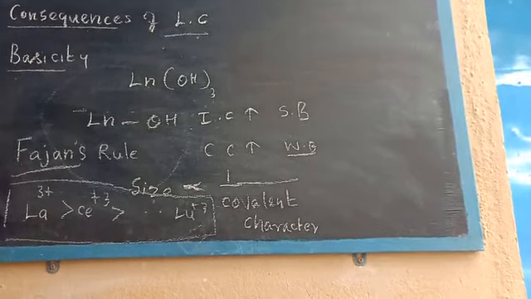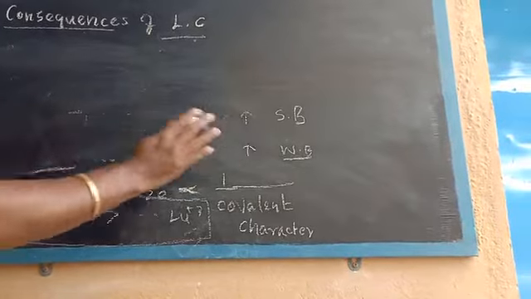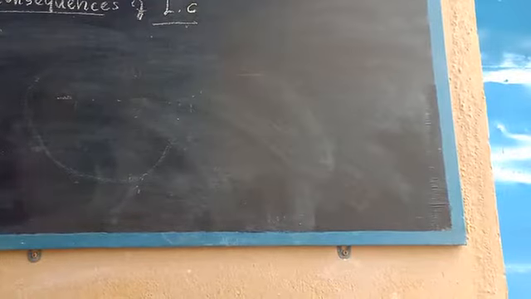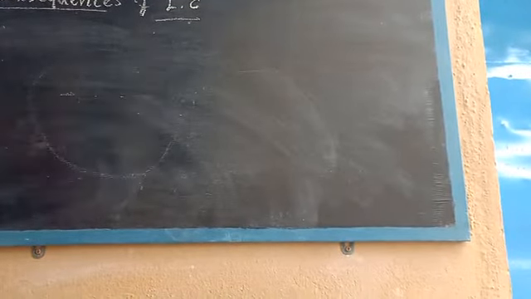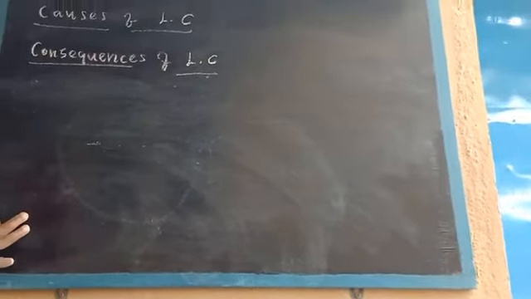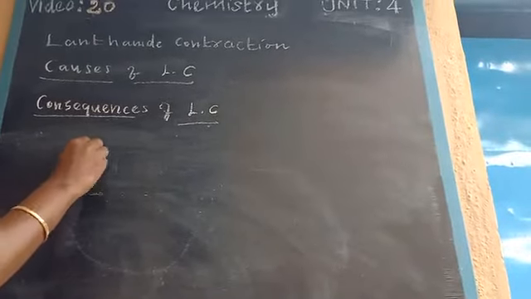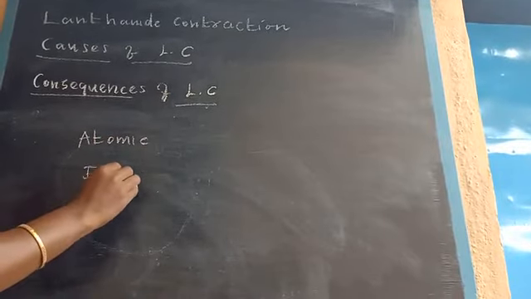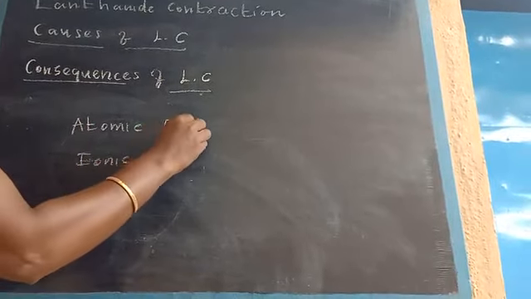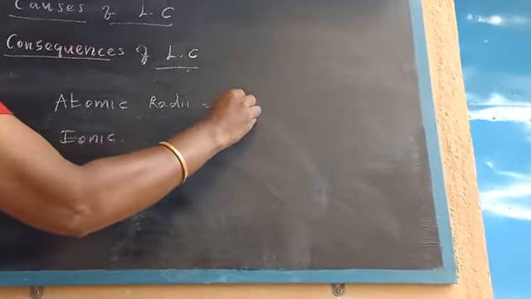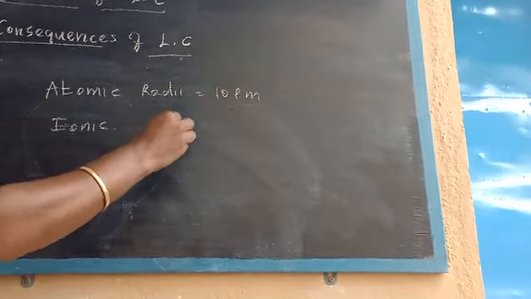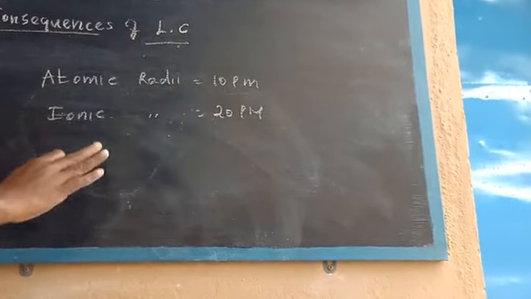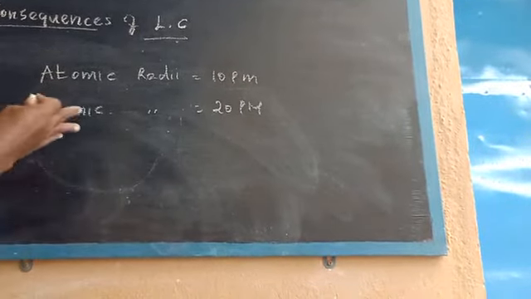Next, let us talk about the similarities among lanthanides. What does similarities mean? Overall, across the complete 4f series, that means lanthanum to lutetium, the atomic radii decreases by about 10 picometers, and the ionic radii by about 20 picometers. So the overall difference is very small. We can observe this from the values.